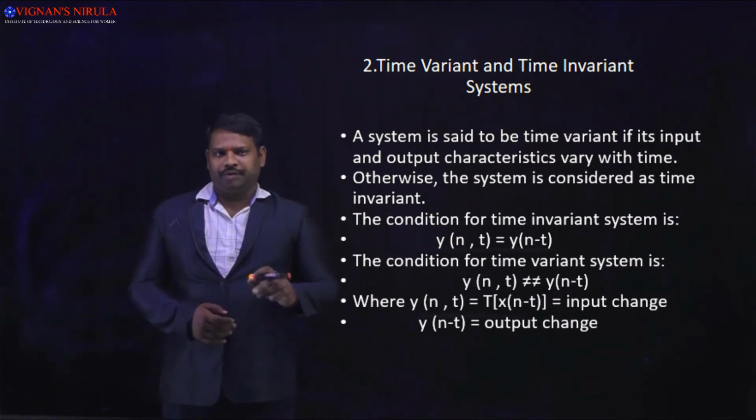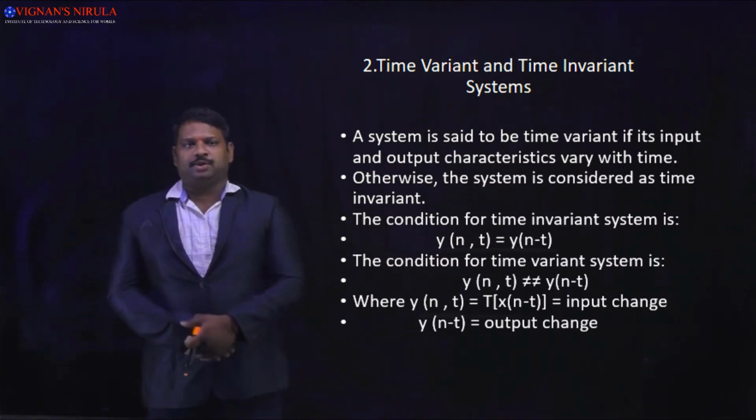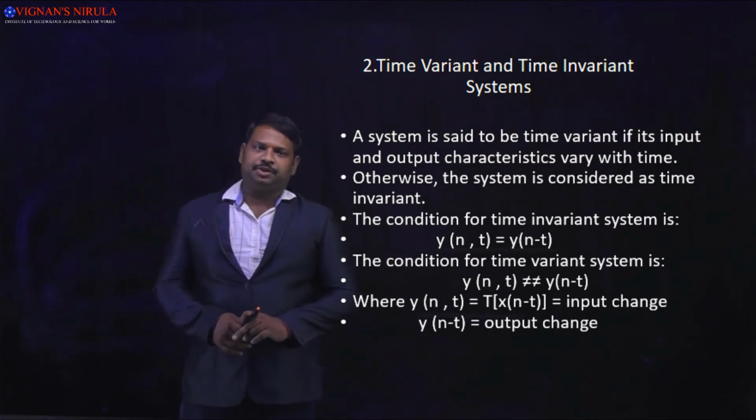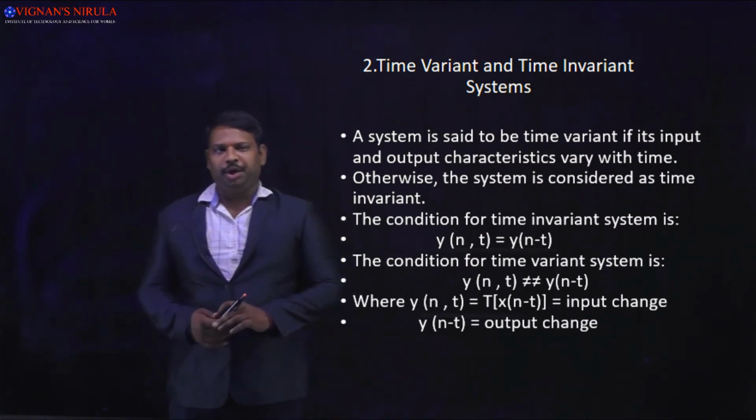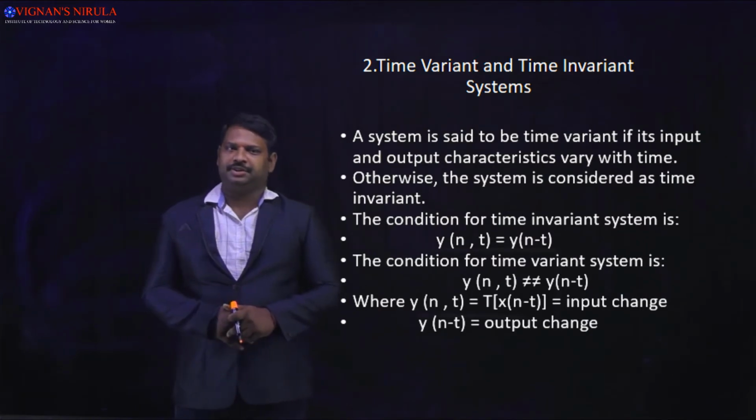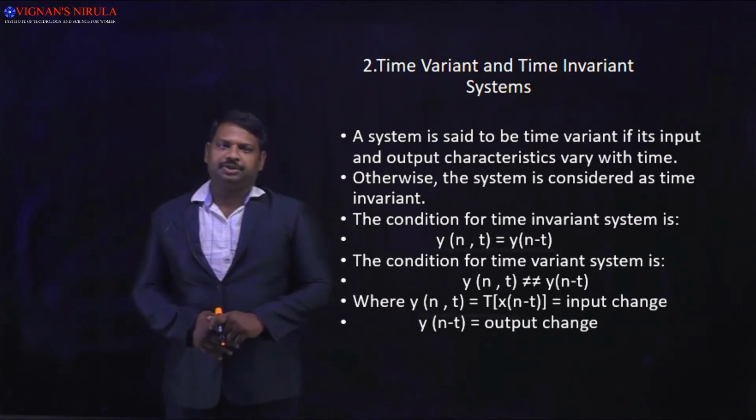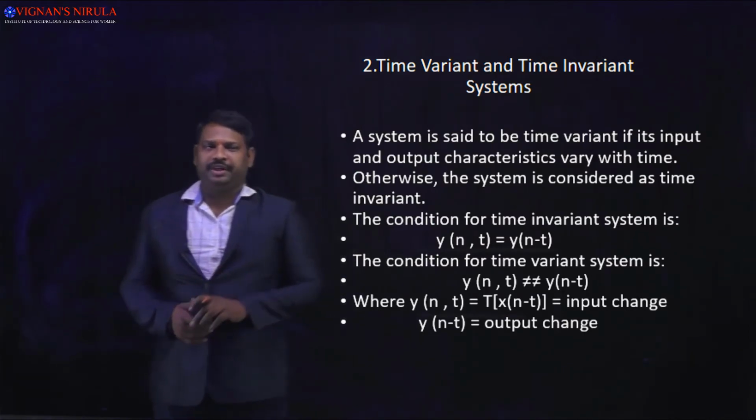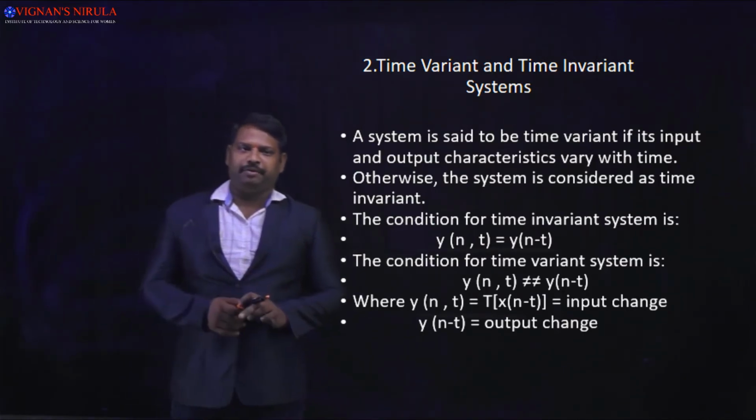If they vary with respect to time, it's called a time variant system. That is, the input and output characteristics vary with respect to time. It's called a time variant system. And a time invariant system is one where the input and output characteristics do not vary with respect to time.